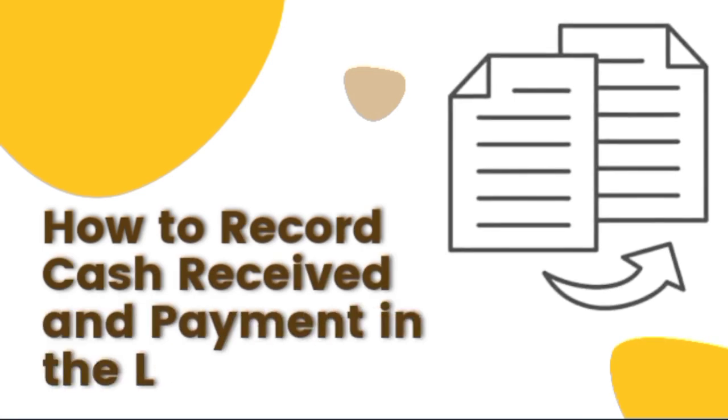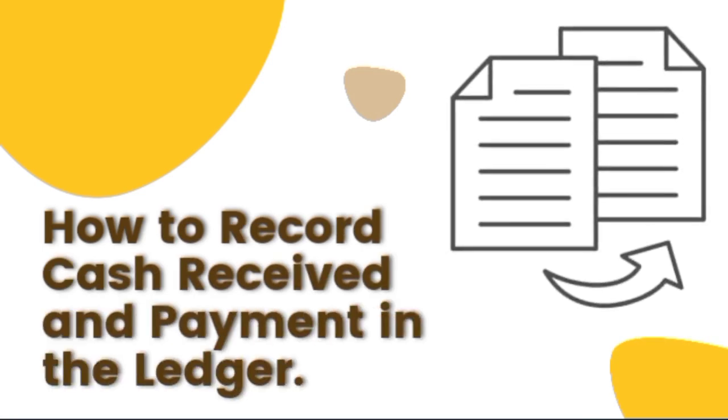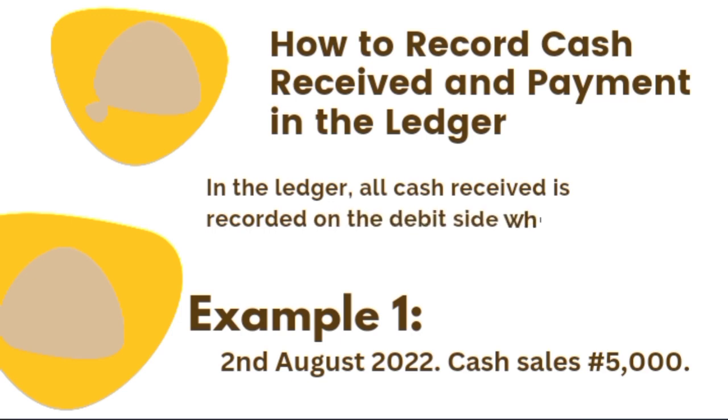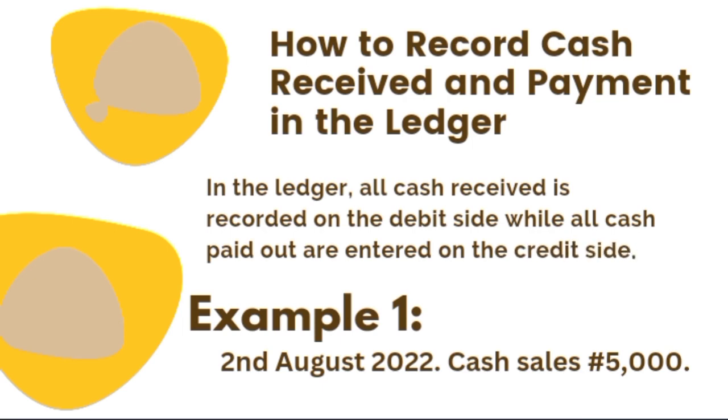Let's look at how to record cash received and payments in the ledger. Remember, I said earlier that when money comes into an organization, you record it on the debit side. But when money is leaving the organization, you record it on the credit side. In the ledger, all cash received are recorded on the debit side, while all cash paid out are entered on the credit side of the account.